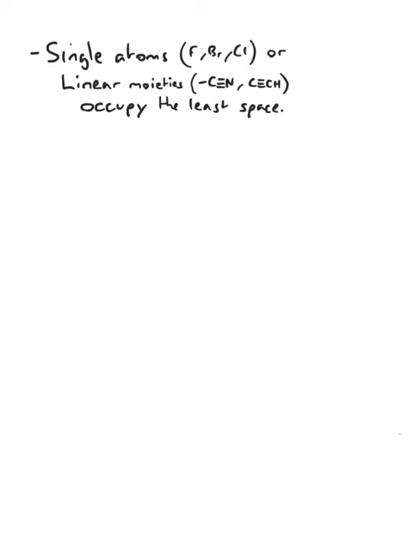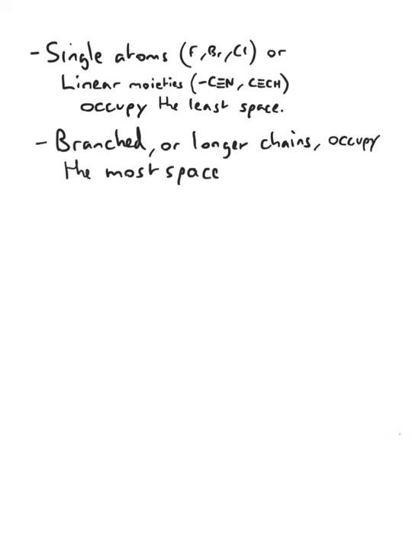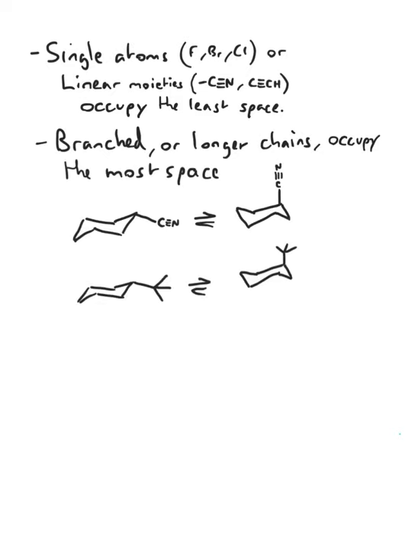Single atoms or linear species occupy the least space, whilst branched or longer chain groups occupy the most space. Given that ring flips occur naturally, it means that there will be a mixture of both axial and equatorial species present. However, the lower energy species is going to be favored, and the higher the strain, the less there is going to be of the high strain species. Correct? Makes sense? So therefore, when we're discussing which one is favored, we're usually just talking about which one there is more of. Okay? So here's the question.